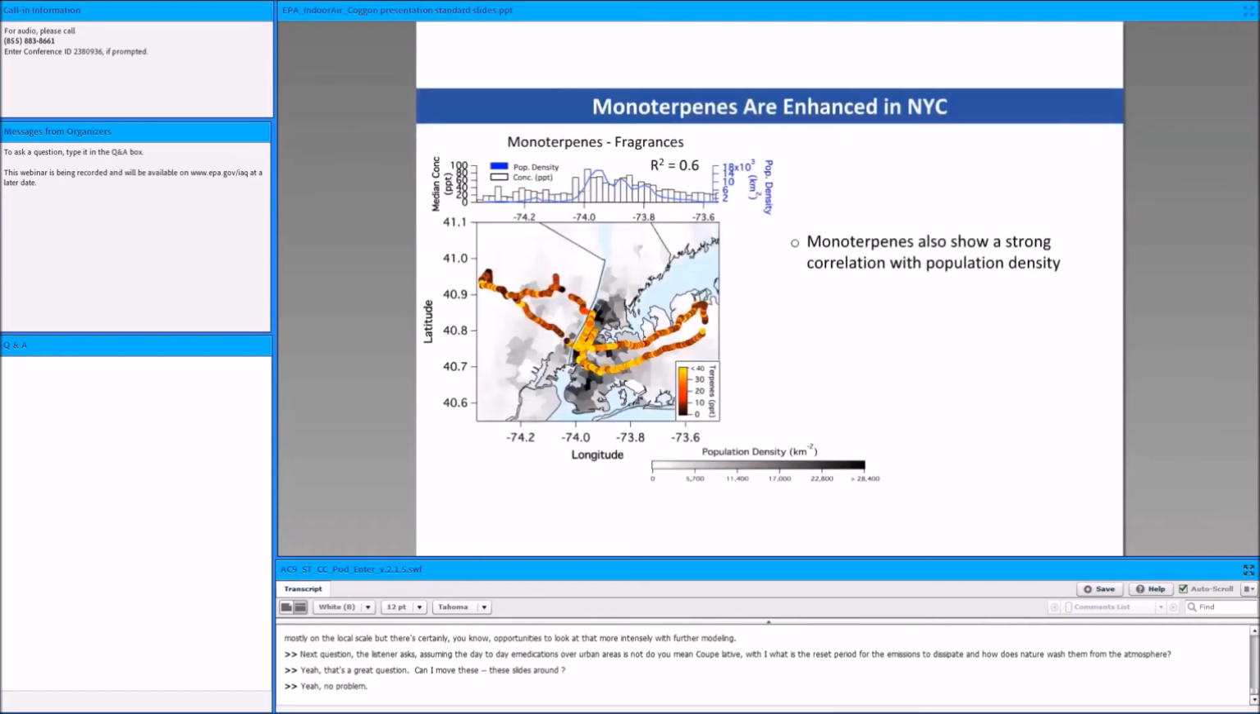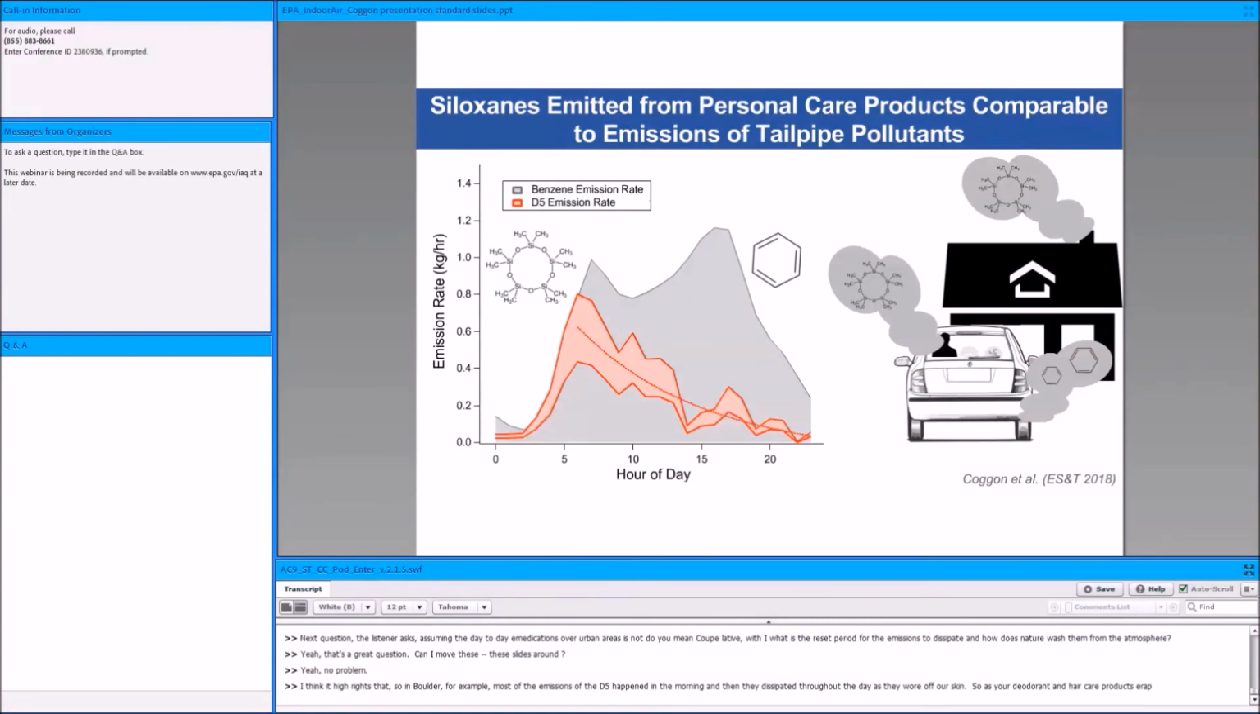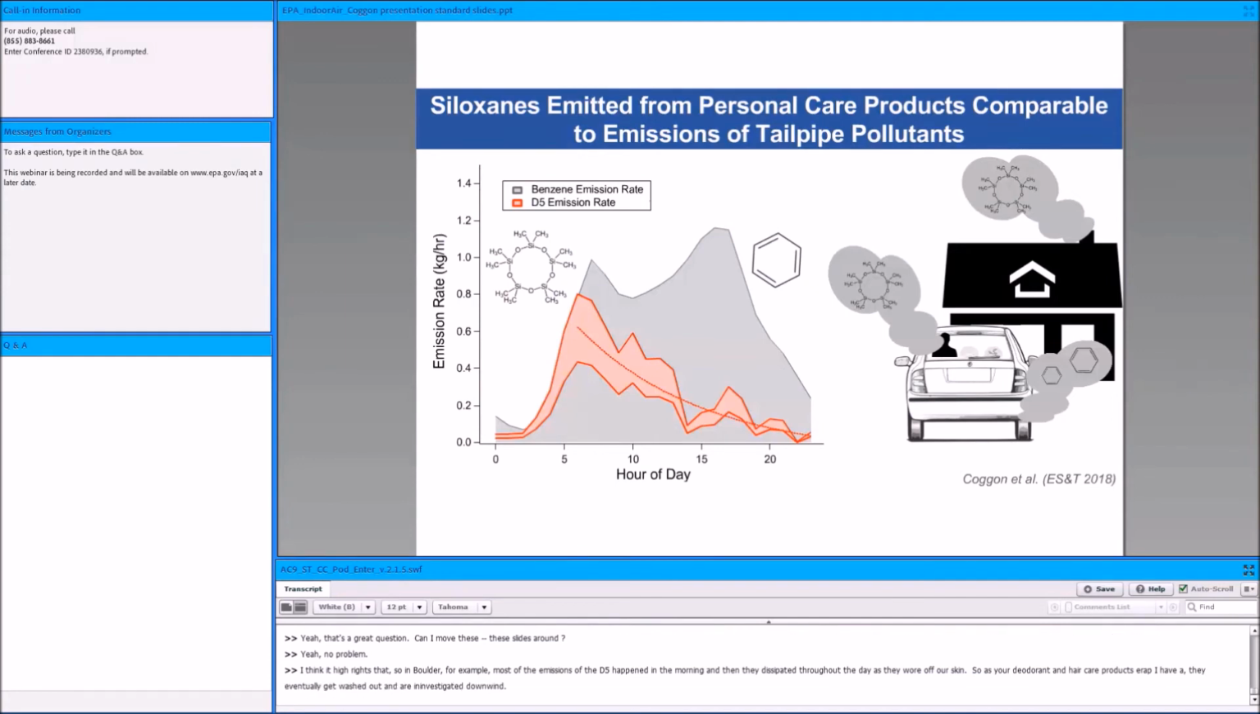I think the D5-siloxane trend kind of highlights that. So in Boulder, for example, most of the emissions of D5-siloxane happened in the morning, and then they dissipated throughout the day as they wore off our skin, right? So as your deodorant and hair care products evaporate, they eventually get washed out and are ejected downwind. And that happened on a time scale of about 9 hours. So the big emissions from the morning application of personal care products kind of dissipated locally on that time scale.